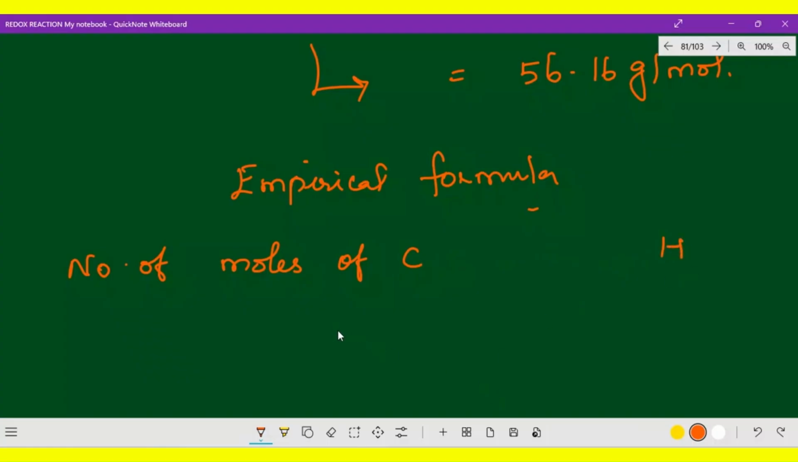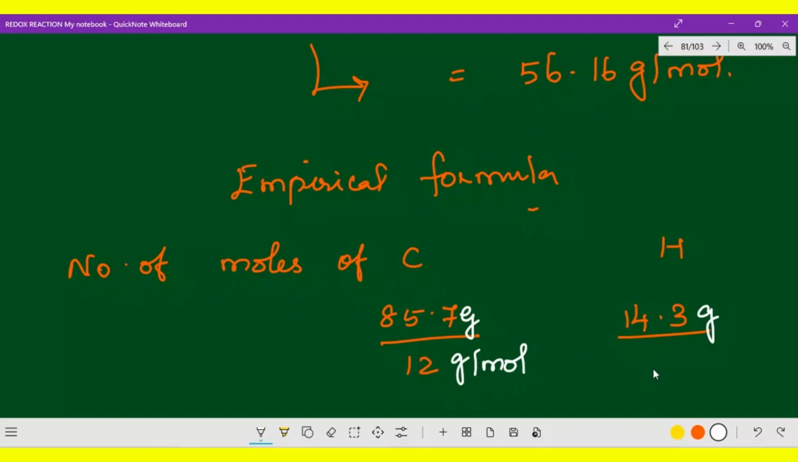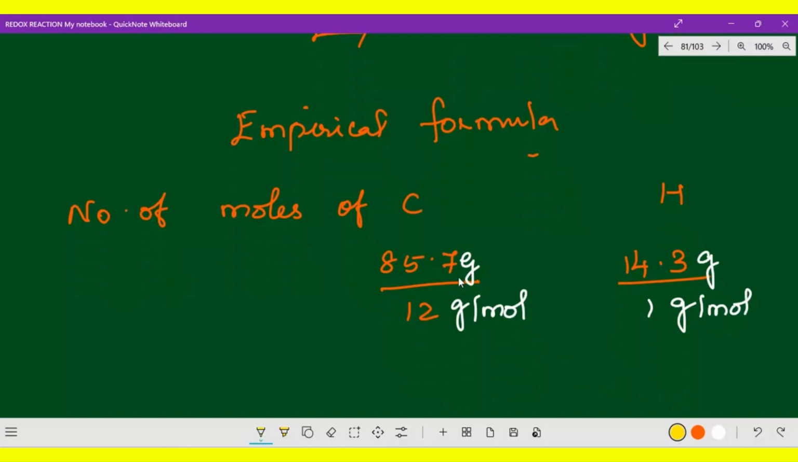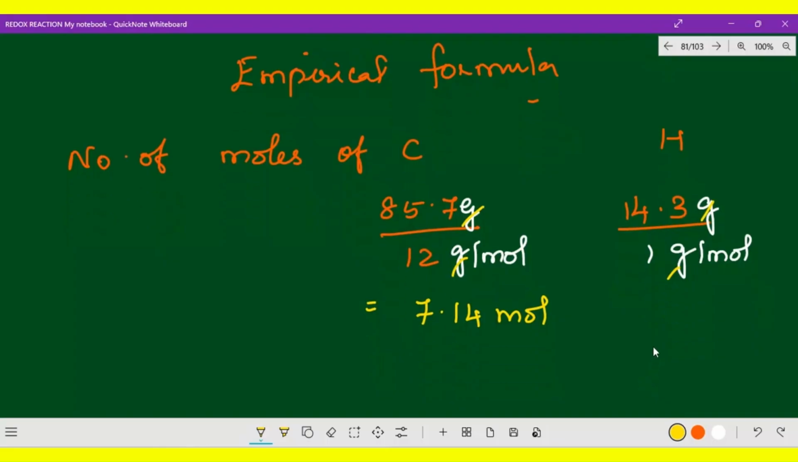So carbon: 85.7 divided by the atomic mass of carbon, which is 12, and in the same way hydrogen: 14.3 gram, given mass by molar mass, gives the number of moles. This is gram, and this is gram per mole. Here hydrogen is 1 gram per mole. So gram will be cancelled and you'll be getting the number of moles. For carbon you get 7.14 mole, and for hydrogen 14.3 mole.